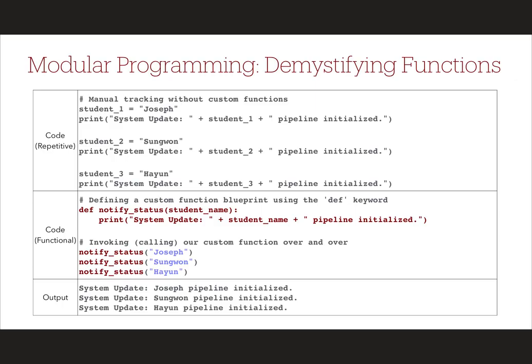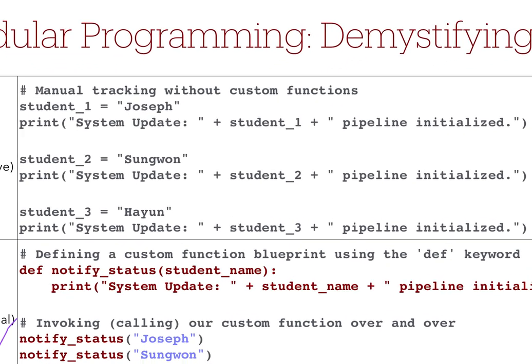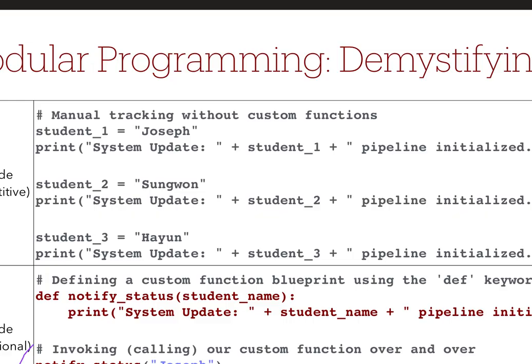So for example, suppose that I want to print several statements, say system update, and I want to print the name of a student like Joseph, and then some statement. And then for some other student, I want to print something as well. And for another student, say Hyan, I want to print something for her. So for each student, I'm printing some statements.